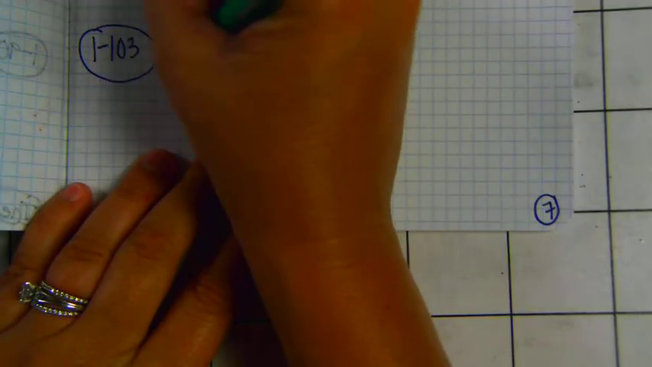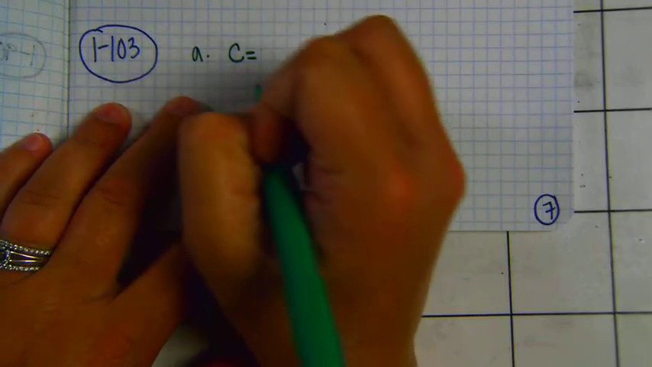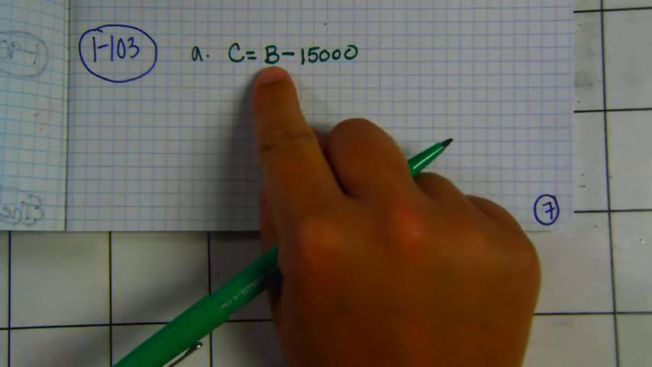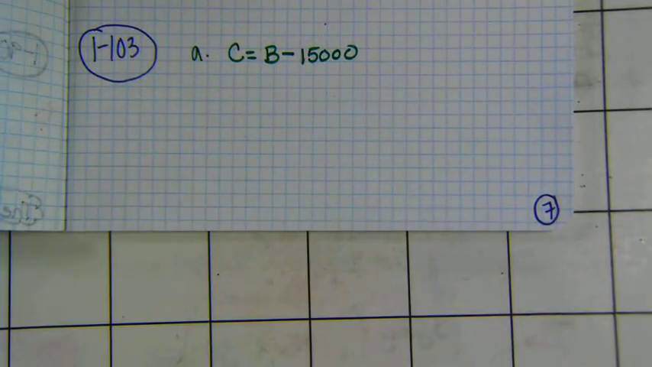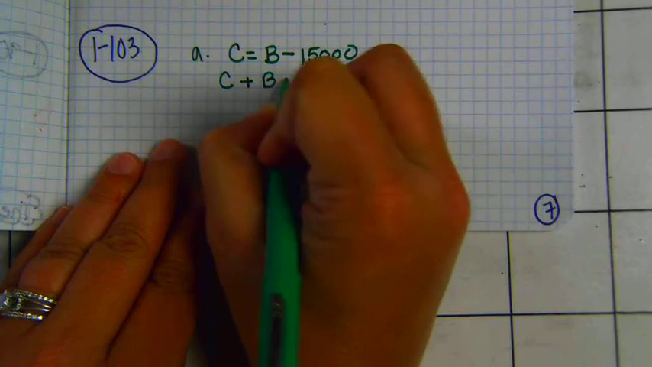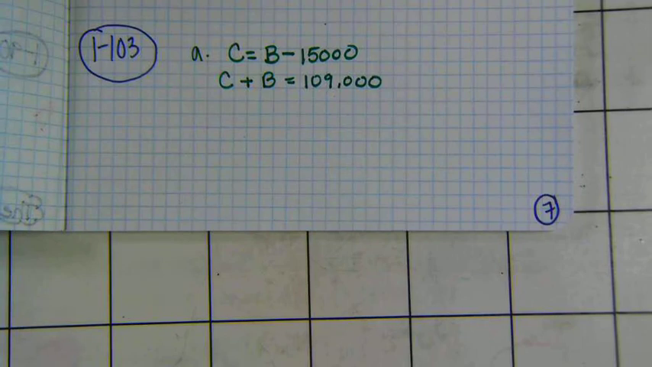So A, it says, in the last election, candidate C received 15,000 fewer votes than candidate B. Okay, so C equals B minus 15,000. If the total of 109,000 votes were cast, how many votes will candidate B receive? So that means candidate C plus candidate B equals 109,000. You need to solve that system. I am not going to be doing that. You can do that yourself.